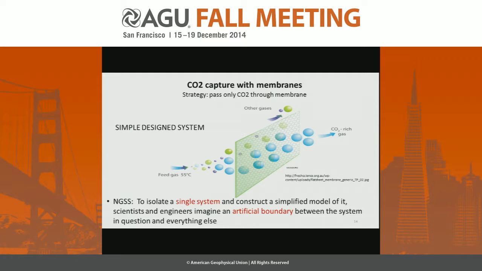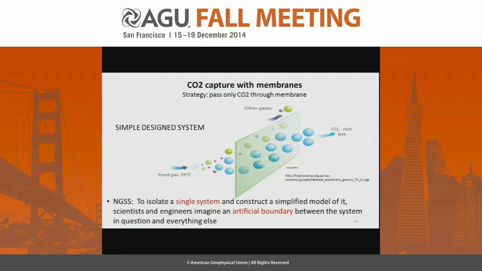I will now go on to present the 4 technologies that the team is developing, thanks to the support from the U.S. Department of Energy. First, we examine the 3 types of carbon capture. CO2 capture with membranes is an example of a simple design system. And this understanding of what makes up a simple system is part of the NGSS cross-cutting theme of systems and models. By the way, NGSS is the Next Generation Science Standards. I should get away from mentioning acronyms too much here.